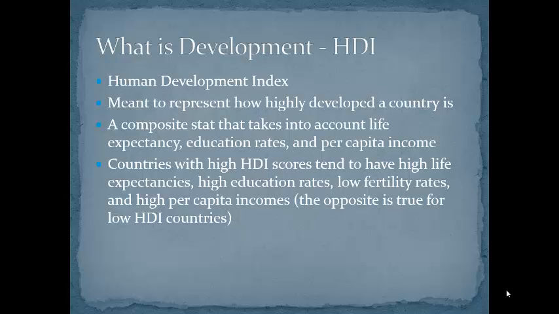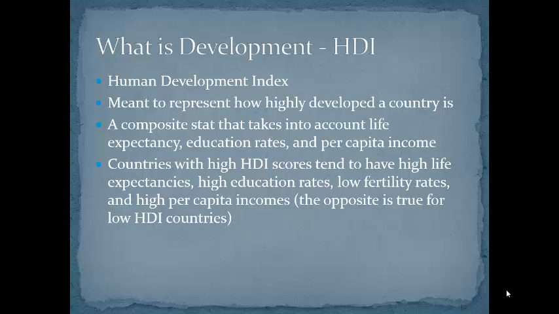So it thought of development as how rich were you, how much money did you have, how wealthy was your country. It ignored the human aspect of development. HDI tries to rectify that. So it's a composite stat that takes into account different stats. So things like life expectancy, education rates, so things like literacy rates, as well as per capita income. It's not solely focused on wealth. It's also looking at human development as well.